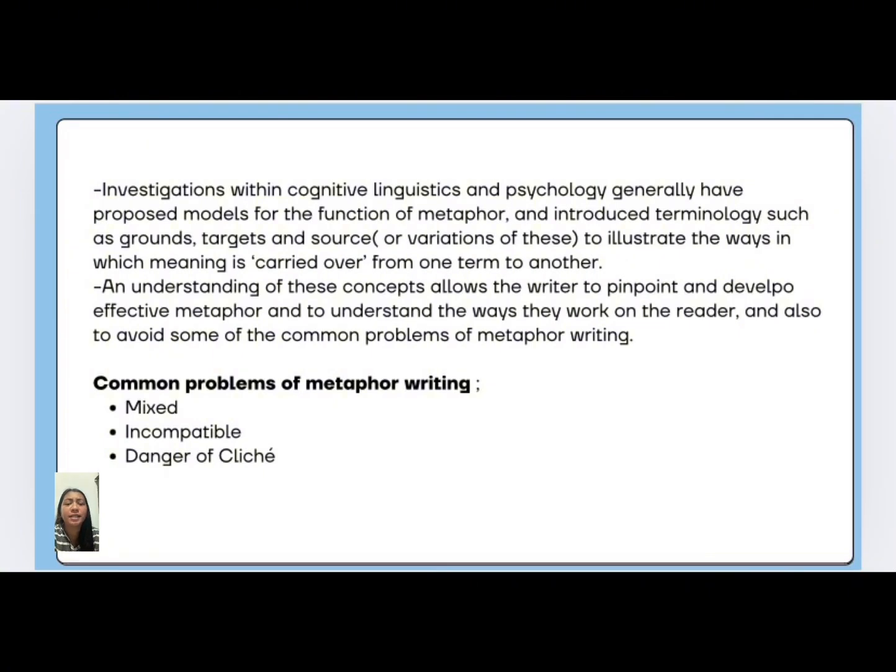So what are mixed metaphors? A mixed metaphor occurs when two or more incompatible or contradictory metaphors are used together, often leading to confusion or a jarring or illogical effect. This happens when the writer combines metaphors that don't belong together, creating a sense of disjointedness or absurdity.